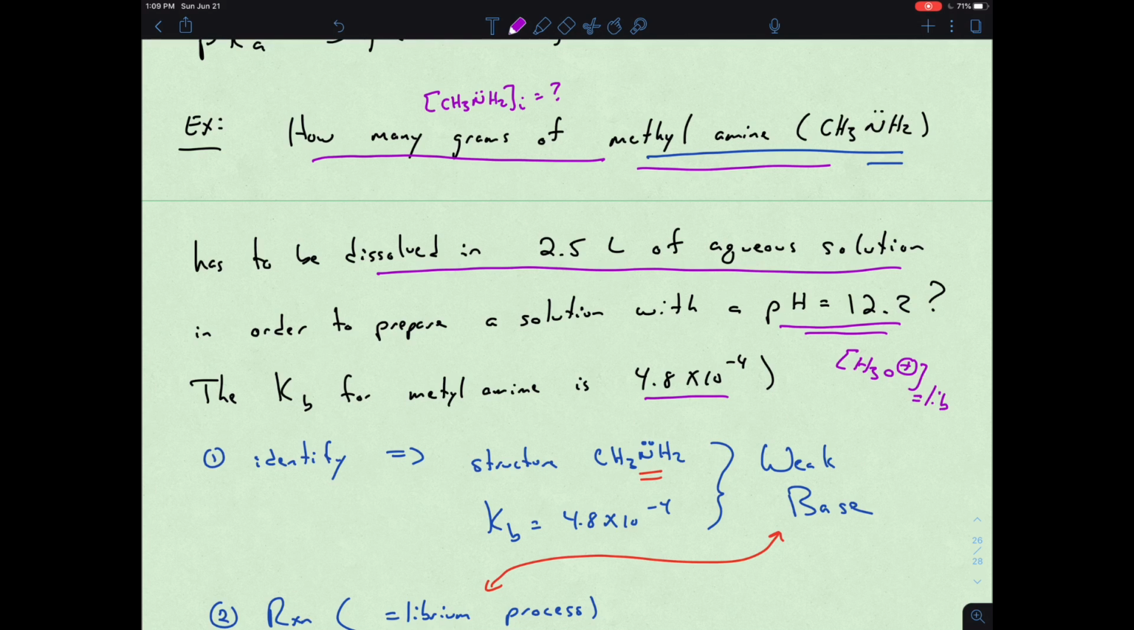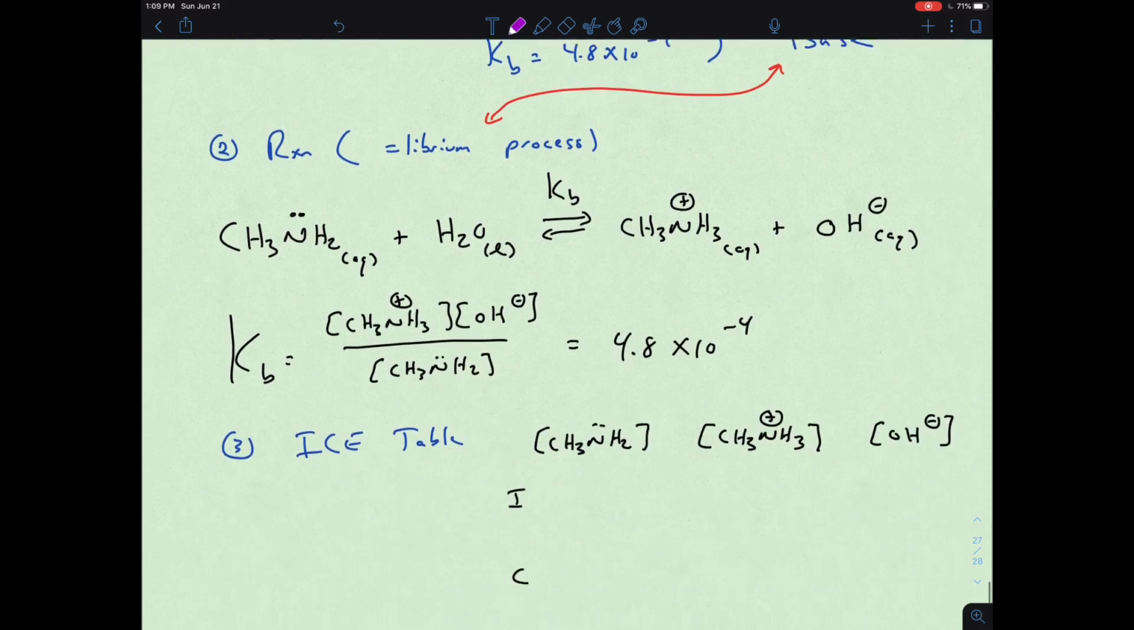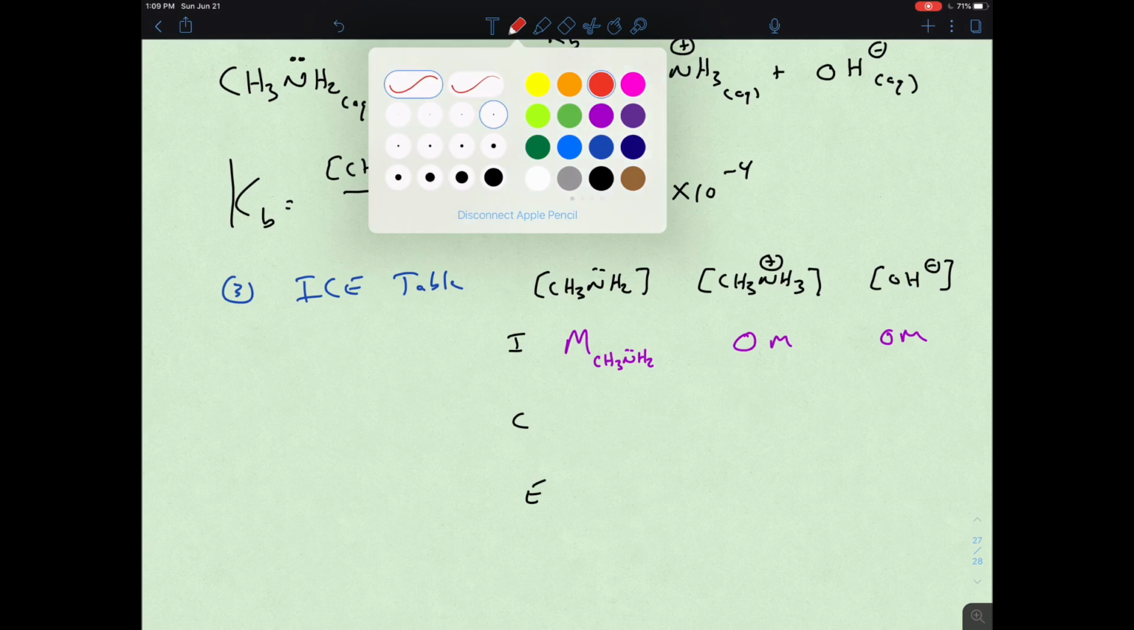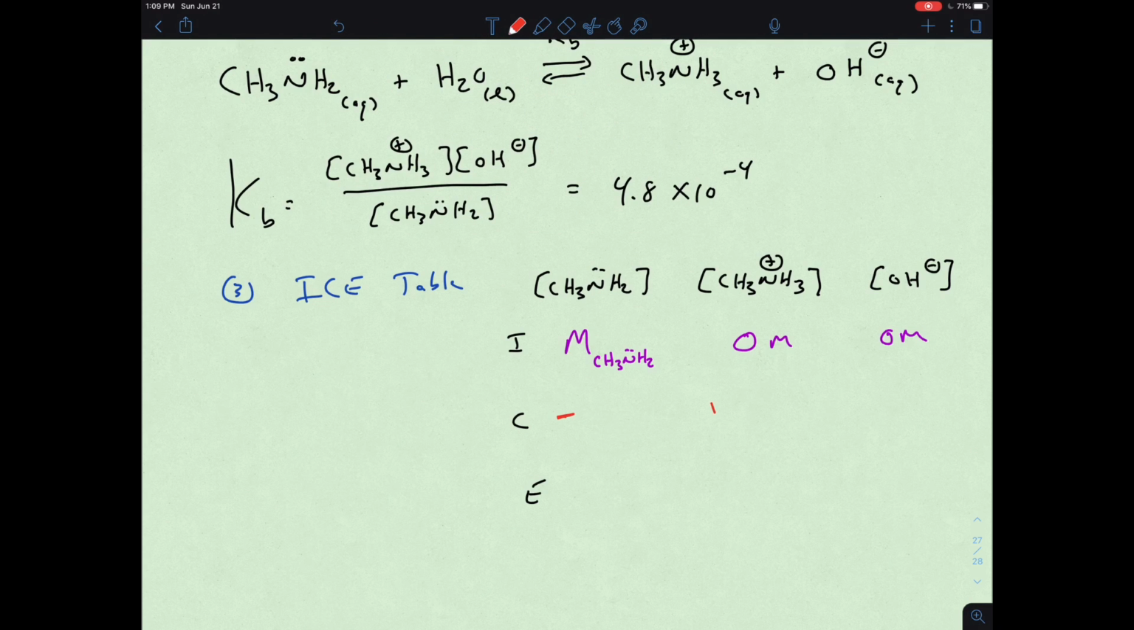So in terms of trying to figure this out, as far as our ICE table goes, we would have an initial concentration of the methylamine. We just don't know what it is. We know there is one. We're trying to solve for it, but we just don't know what that concentration is. There is no mention of hydroxide or methylammonium initially, and that is allowing us then to determine our change, which is going to be positive towards products and negative for our starting materials.